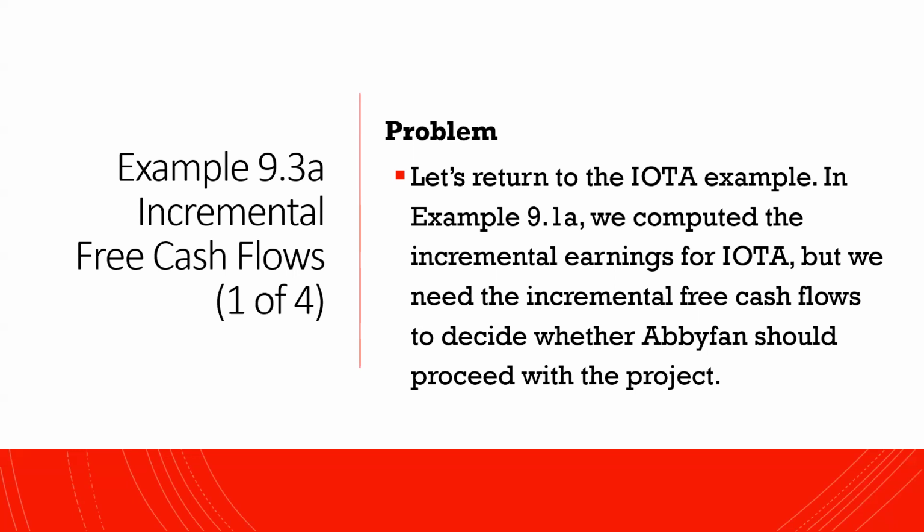Here we have another problem. Let's return to the IOTA example in example 9.1a. We computed the incremental earnings for IOTA, but we need the incremental free cash flows to decide whether Abbey Fan should proceed with the project. Again, this is a problem from the previous video in Part 1, but we're returning to this example.